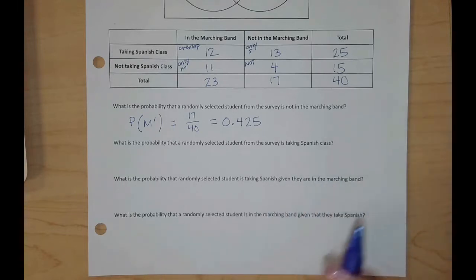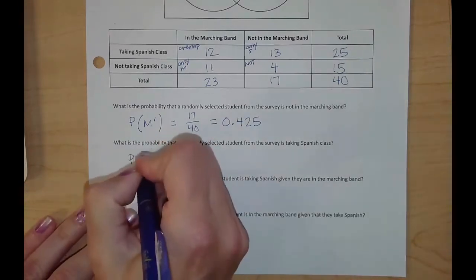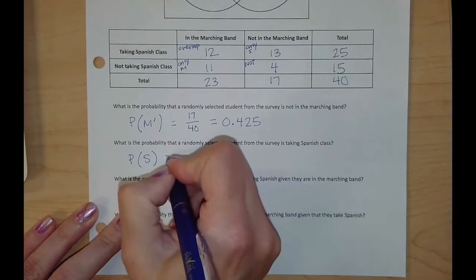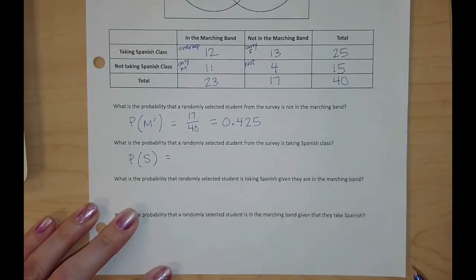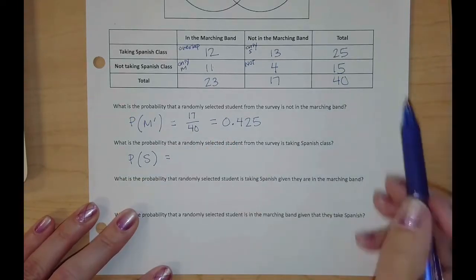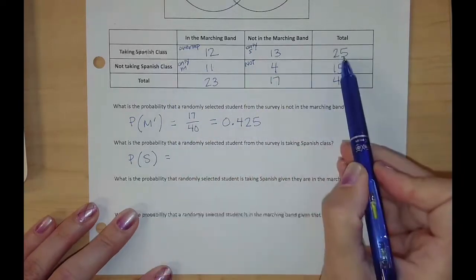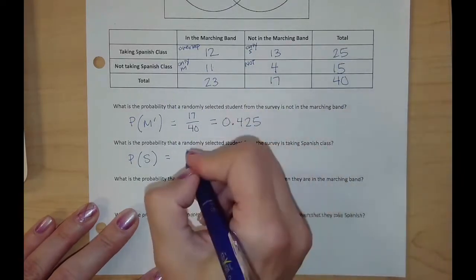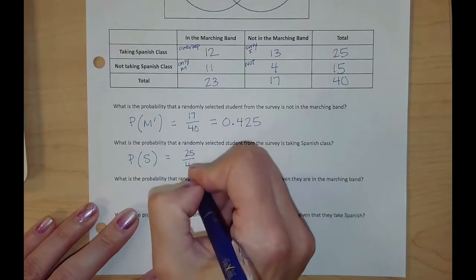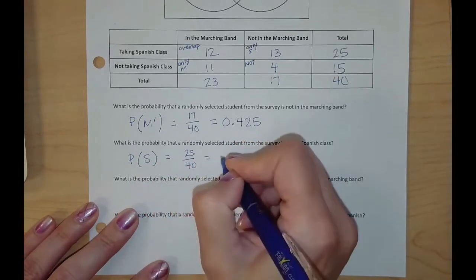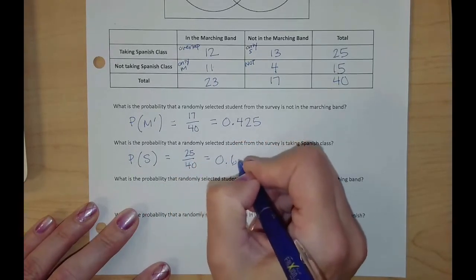All right, what is the probability that a randomly selected student from the survey is taking Spanish class? So this is the probability of Spanish. It looks like the total taking Spanish is 25 over here, over 40. So in my calculator, that's 0.625.